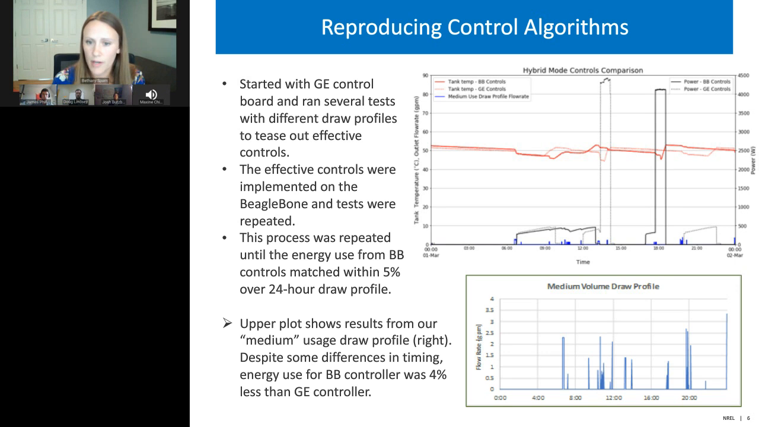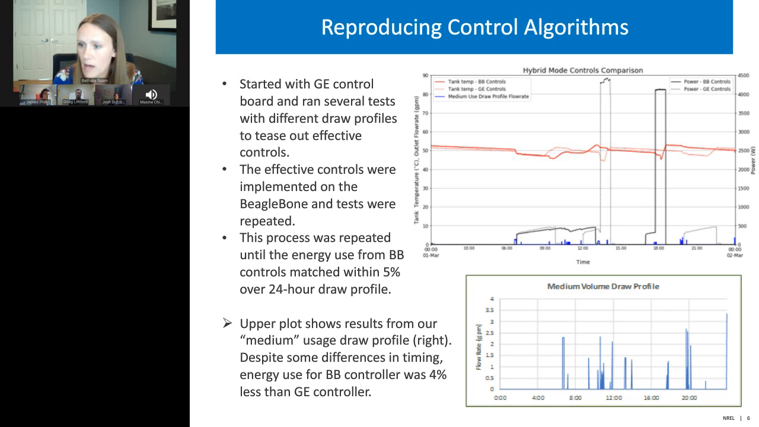The general framework we had was we were running 24-hour draw profiles and we wanted to match the total energy during that day within 5% with our custom controller. So we did a couple iterations of this. You can see this top graph is some comparison between the two. These solid lines are the custom controls.